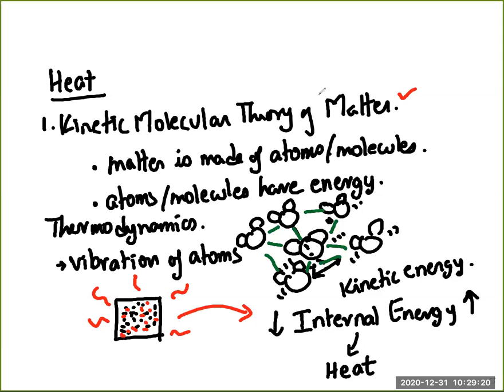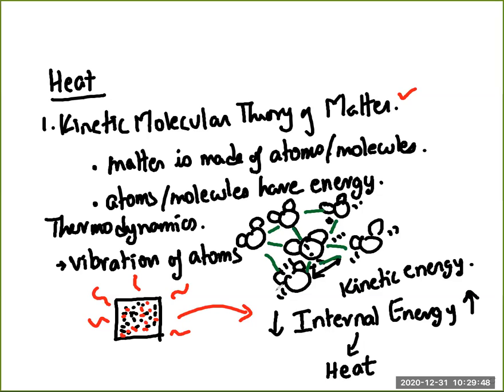So we start a new chapter, calorimetry, and an understanding of heat. Basically in physics, this is what we do when we study thermodynamics. And one of the fundamental concepts that need to be understood in terms of heat is the kinetic molecular theory of matter, which states that basically all matter is made up of atoms and molecules, and these atoms and molecules have energy. So what do we mean by that?